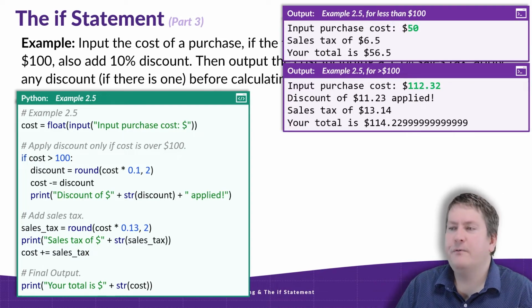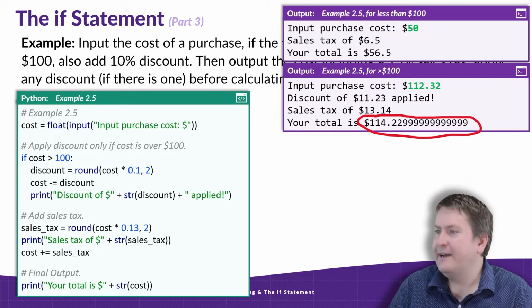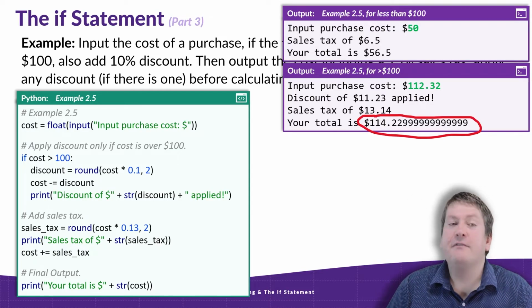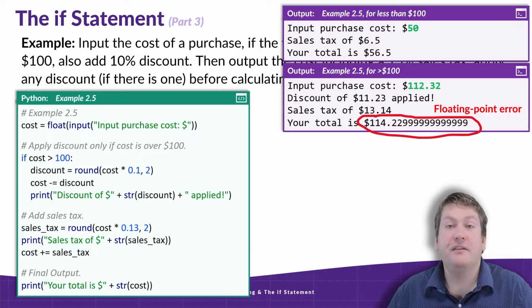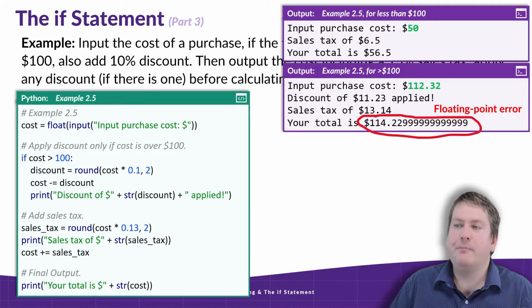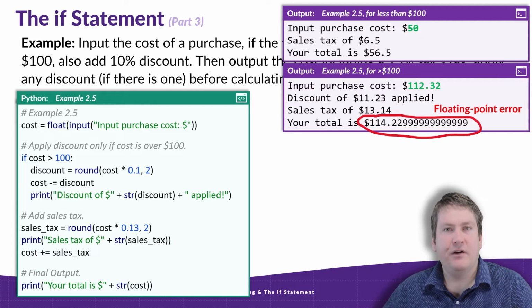But instead of getting 114.23, we got 114.229999999999, probably still going. And this is a floating point error. So one thing we haven't mentioned yet is floating point numbers, those are the ones with decimal points, are stored in the computer's memory in such a way that they are an approximation. They're not an exact value. So this means that when we're doing math with floating point numbers, we often get little errors.